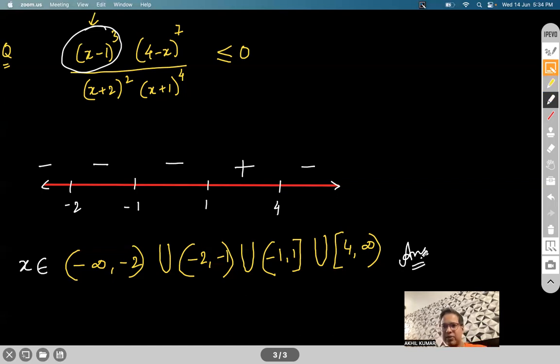Varun has a question. Sir, for the wavy curve sign scheme, is it okay if we start assigning the signs on the interval to the left of the number line? See, you can do it. Not an issue. Okay, you can start doing it. Any questions?